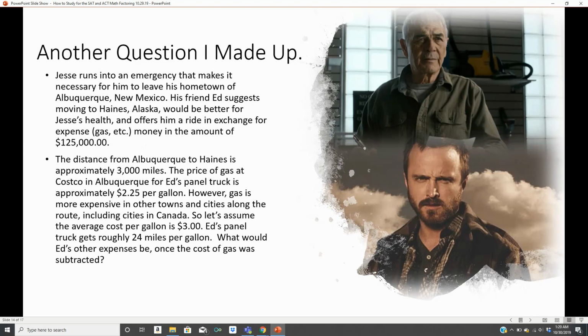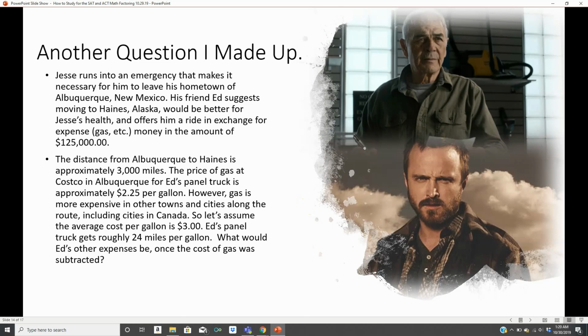Another question I made up. Jesse runs into an emergency that makes it necessary for him to leave his hometown of Albuquerque, New Mexico. His friend Ed suggests that moving to Haines, Alaska would be better for Jesse's health, and offers him a ride in exchange for expense, gas, etc. money in the amount of $125,000. The distance from Albuquerque to Haines is approximately 3,000 miles.